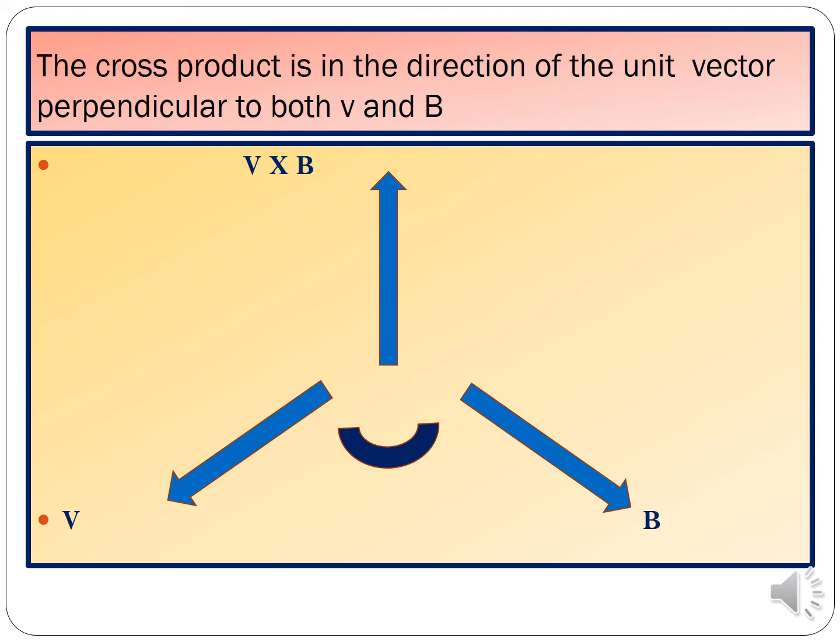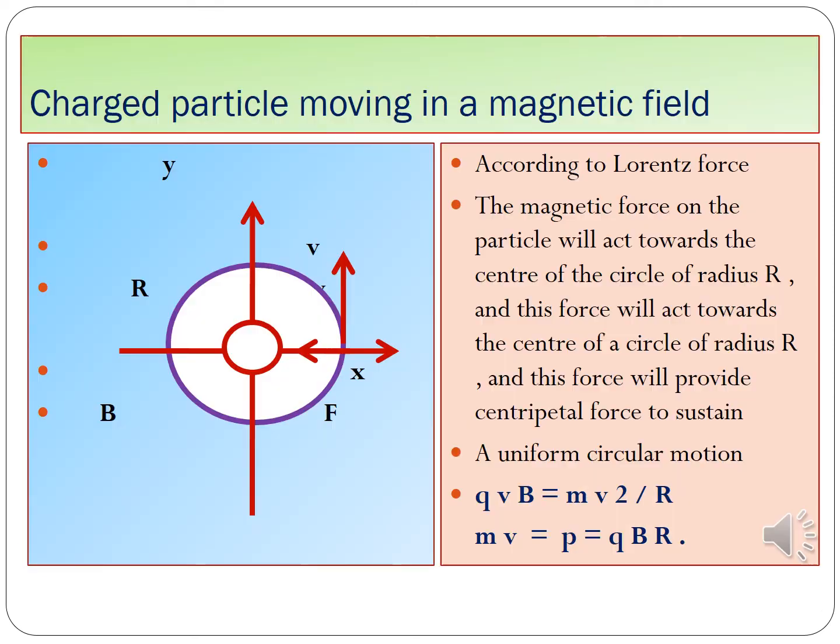Thus, I can indicate that v and F are always perpendicular to each other. Hence, the dot product of F and v is going to be equal to 0. This diagram, showing a circle with two arrows along the x and y axes, shows a charged particle moving in a magnetic field.